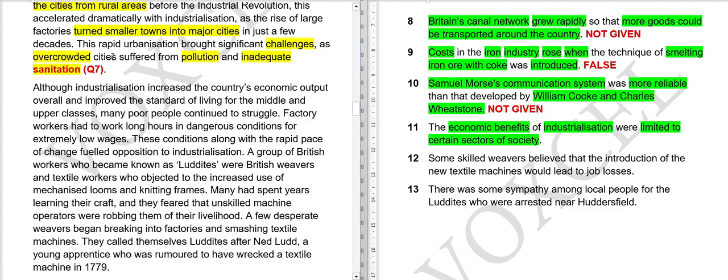Okay. So here is something about industrialization and economic benefits, economic output. So obviously your answer should be in this particular sentence, maybe or maybe not. All right, your answer is in this particular sentence, and you have some time to tell me whether it is yes, no, or not given. Your time starts now.